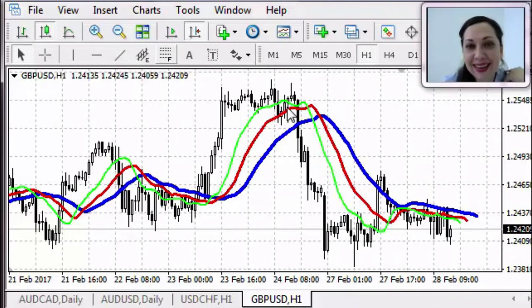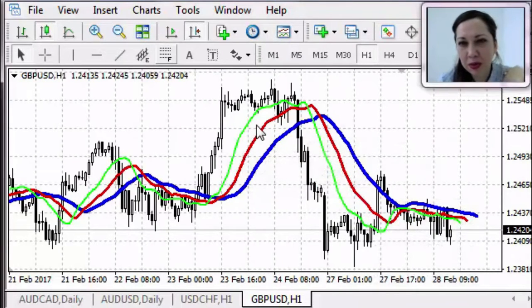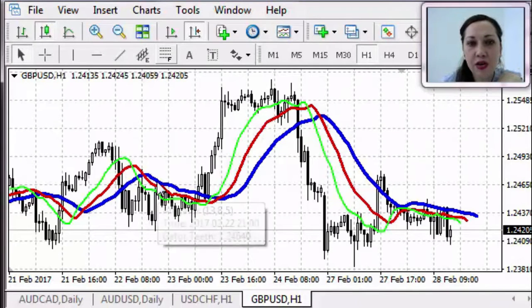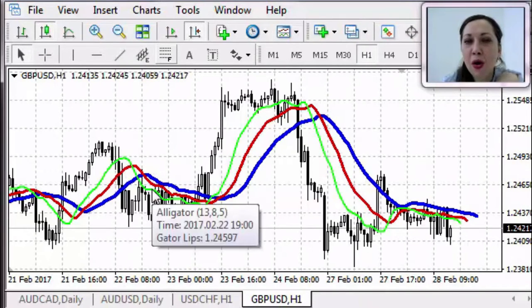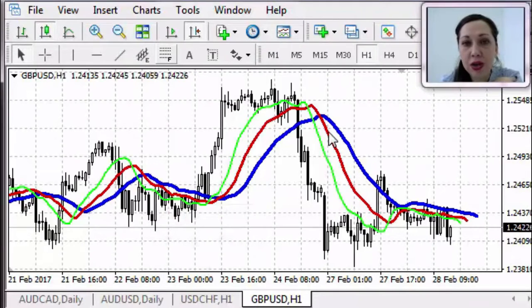I'm sorry, yes. And when they're pointing down, it's like the alligator is sleeping. Maybe he was a bullish trader. And when the lines of the alligator are shifted into a horizontal way and converge to each other, this is the period when all the traders should stay away from the market, because it's the time when the trend is over, might come to an end.